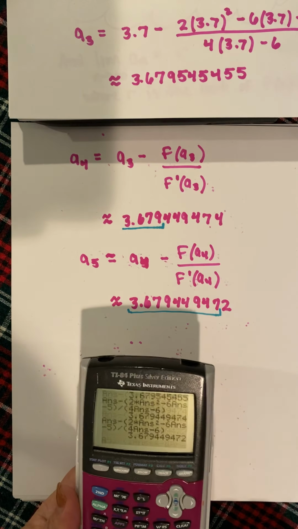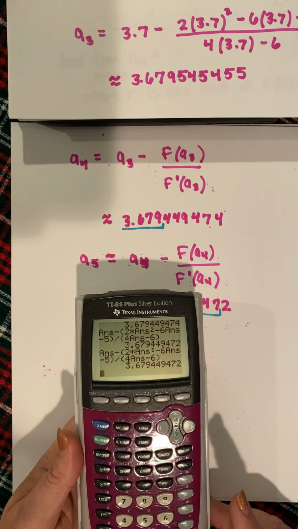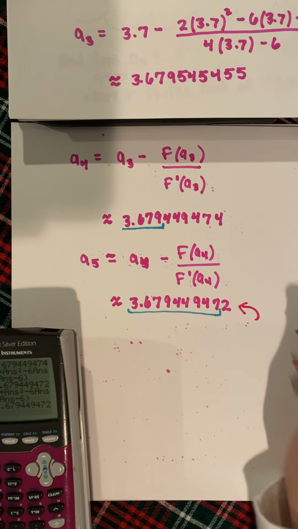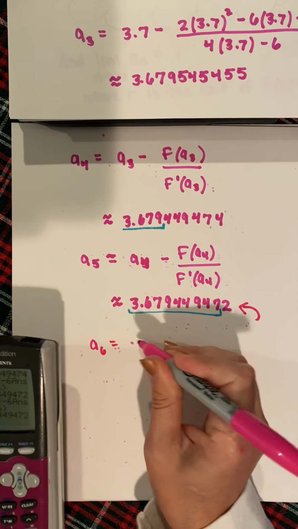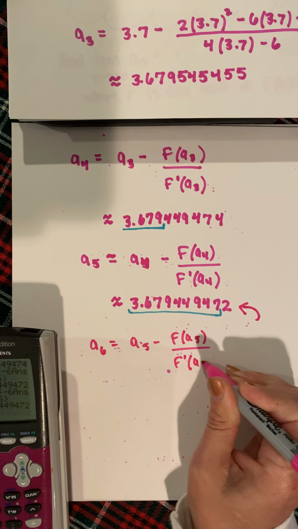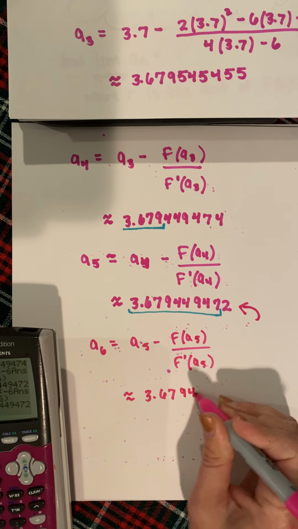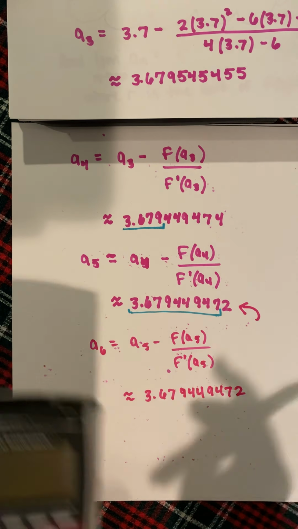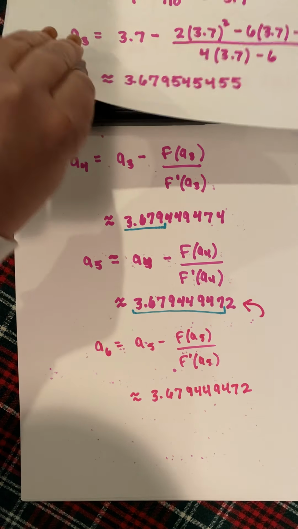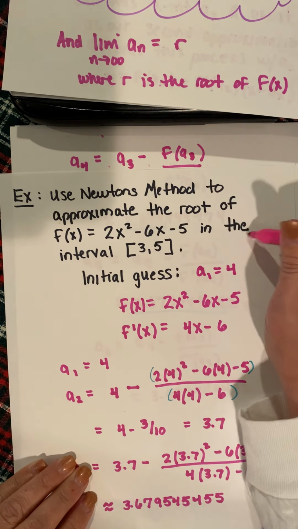Now notice when I do it again, I get my 6th iteration. It's exactly the same as the 5th one. So I know from this point forward, that's all my calculator is going to give me. And I'm going to use this as my answer, because A6 is A5 minus the function evaluated at A5 all over the derivative at A5. And I get the same approximation. So it must be accurate out to at least 9 places or more. And just follow the directions in the book. So that root, where this function crosses the x-axis, is 3.679449472.